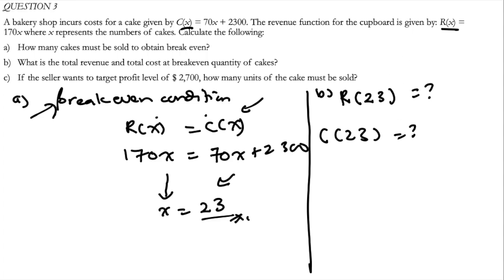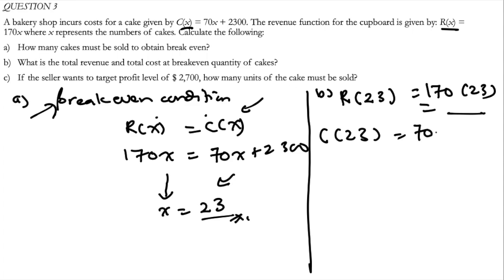So for the first one, it's very simple. What we can do is take the revenue function, which is 170x. We substitute x with 23. Then you get the answer. Same goes for the cost function. Cost function, you have 70x.